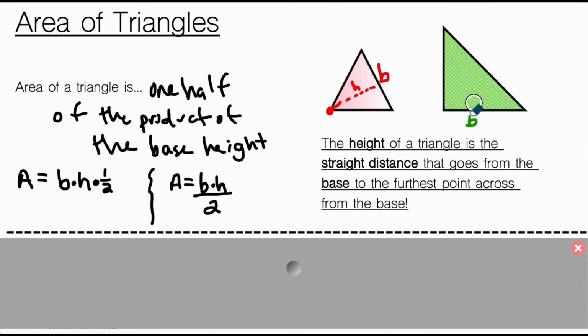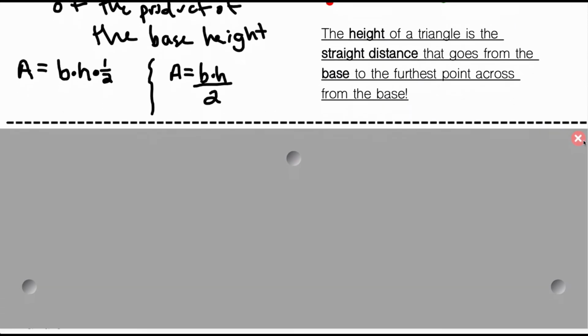Alternatively, just for the sake of showing you, let's say that you had this side given to you. Well, where's the height then? The height goes from the furthest point across right down the middle, straight line. That's a straight line going from the base to the furthest point from it. So pay attention to what the base and the height is. These problems aren't super hard. The hardest part can be determining what the base and the height are.